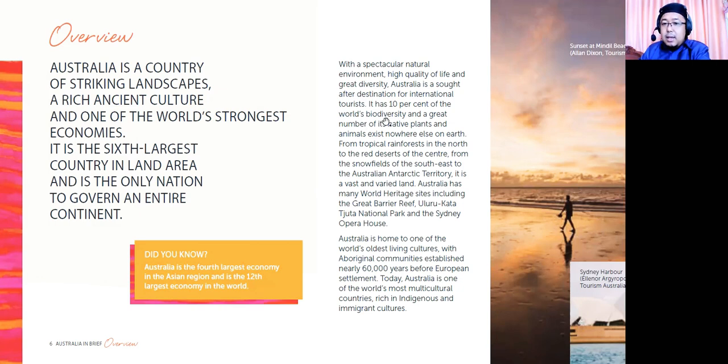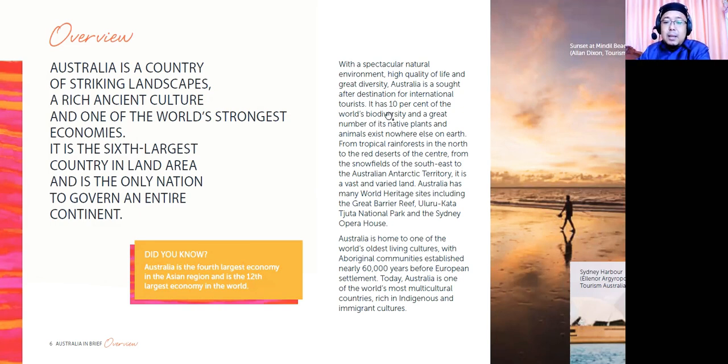It has 10% of the world's biodiversity, and a great number of its native plants and animals exist nowhere else on Earth. From tropical rainforest in the north to the red deserts of the center, from the snow fields of the southeast to the Australian Antarctic Territory, it is a vast and varied land. Australia has many World Heritage sites, including the Great Barrier Reef, Uluru Kata Tjuta National Park, and the Sydney Opera House. I hope that you can get this point.